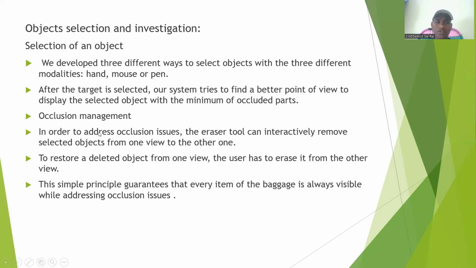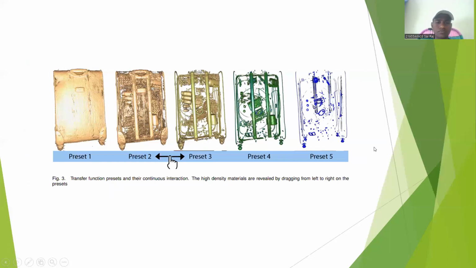Occultation management. In order to address occultation issues, the eraser tool can interactively remove selected objects from one view to the other one. To restore a deleted object from one view, the user has to erase it from the other view. This simple principle guarantees that every item of the luggage is always visible while addressing occultation issues.